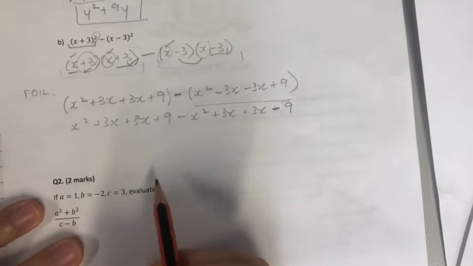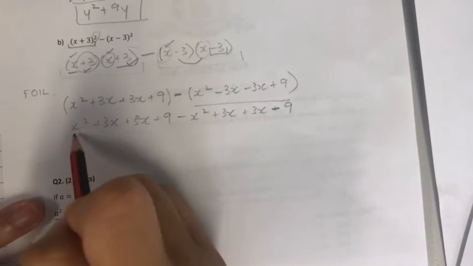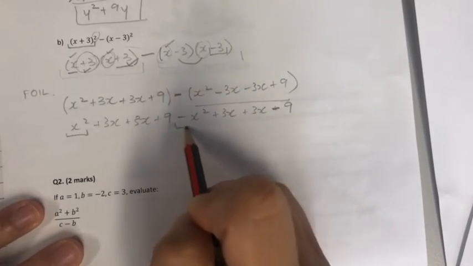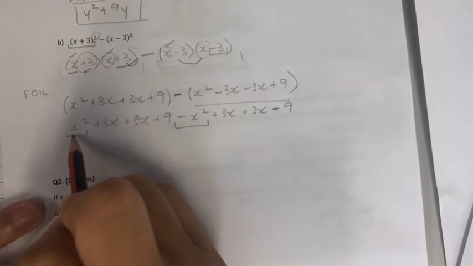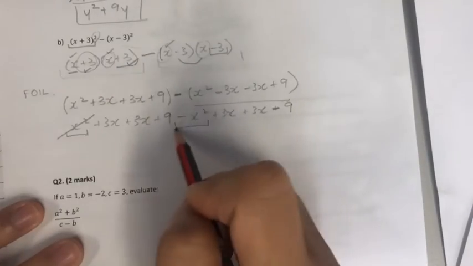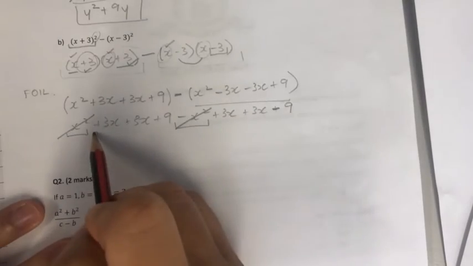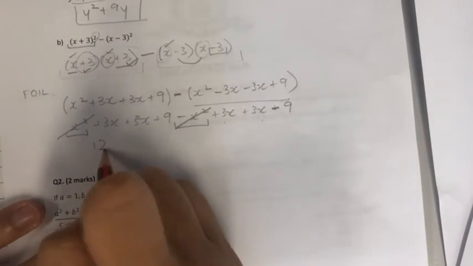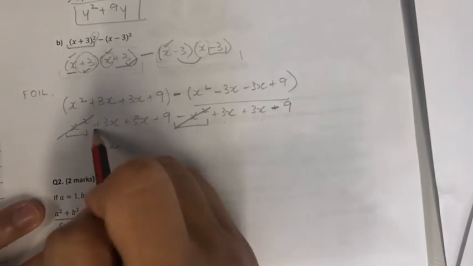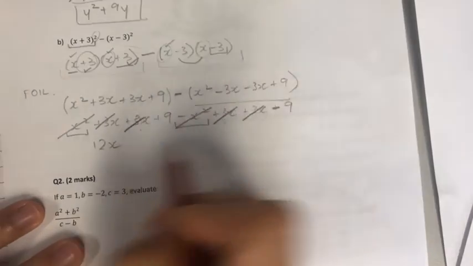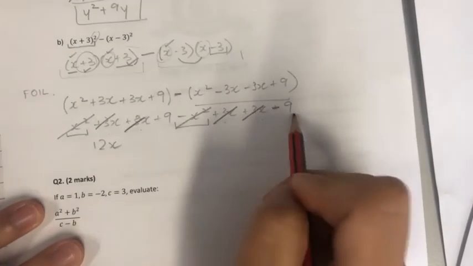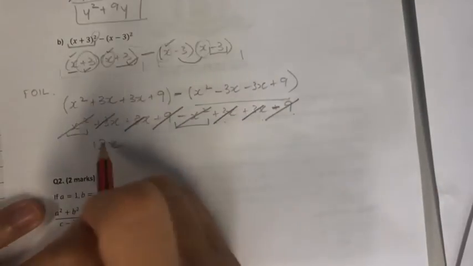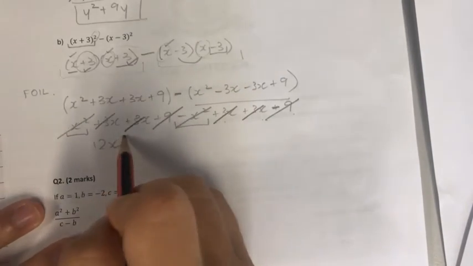Let's collect like terms. Let's start with the squareds. So x squareds, here's a like term. Here's another one. Remember that negative belongs to that. So x squared minus x squared is 0. I've got add 3x, add 3x, add 3x, add 3x. That's 12 of them. And then 9 minus 9, which is 0. So the answer is 12x.